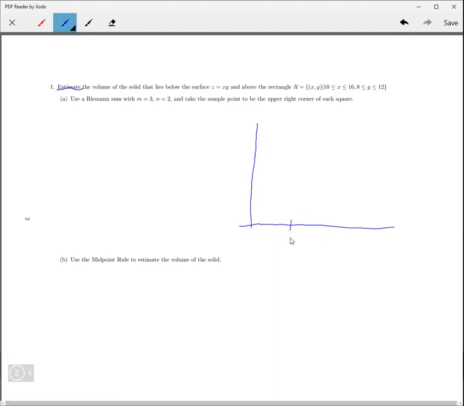So over here, x is going from 10 to 16. So we'll say that's 10, and this is 16. And then y is going from 8 to 12. So we'll say that's 8, and that's 12. Okay, now m is 3. That means that this interval here gets split up into 3 parts, which, to make them equal, it's going to be 10, 12, and 14. Okay, n equals 2 means that you only have 2 parts here, so this is going to be 10 right there.